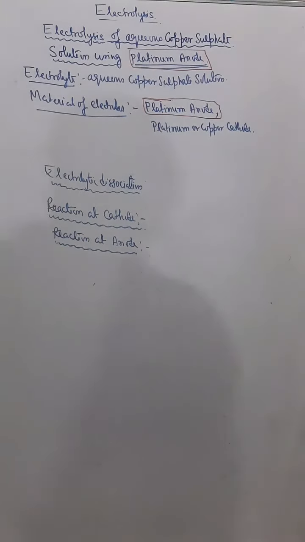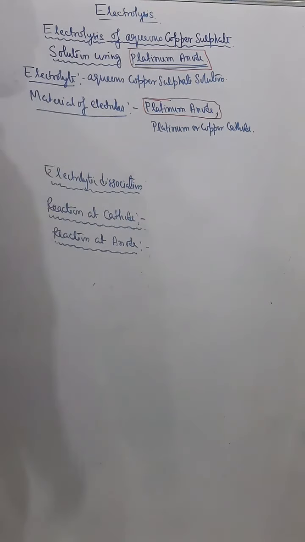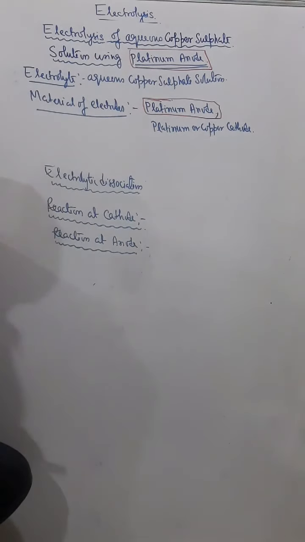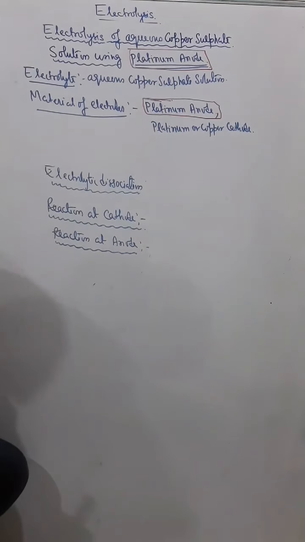Okay, now next is electrolysis of aqueous copper sulfate solution using platinum anode. Now the electrolysis of copper sulfate can be done using 2 types of anode. One by using platinum anode and the second by using copper anode. Although in ICSE syllabus this platinum anode is excluded, only copper anode is in the syllabus, but I advise my students to just do both. There is no harm in doing, so that you can understand in a better way.